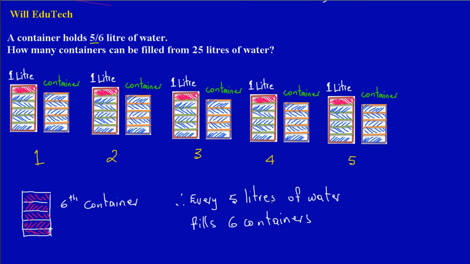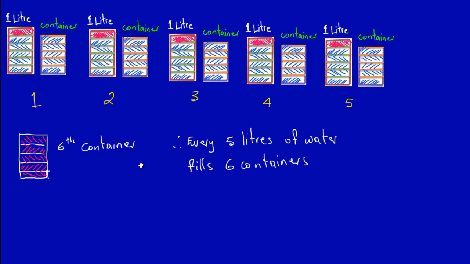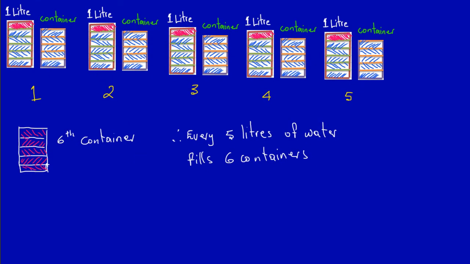Okay, so if I want to know how many containers can be filled from 25 liters of water, then by intuition it would suggest that I could find out how many sets of 5 there are in 25. So let's check. I can just divide my 25 by 5. 25 divided by 5: 5 into 25 goes 5 times. So I have 5 sets of 5, so I can get 5 sets of 5s out of 25.